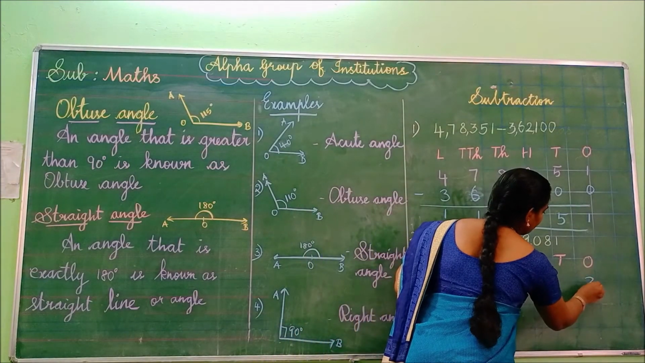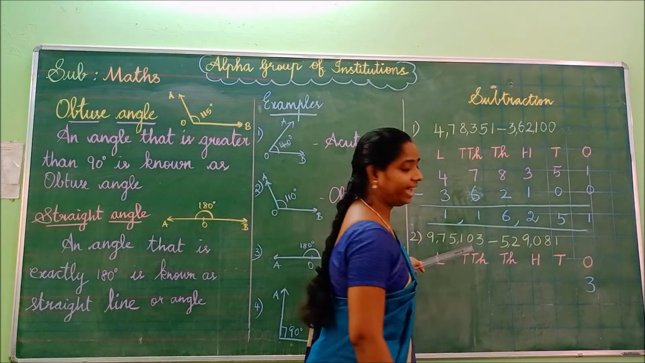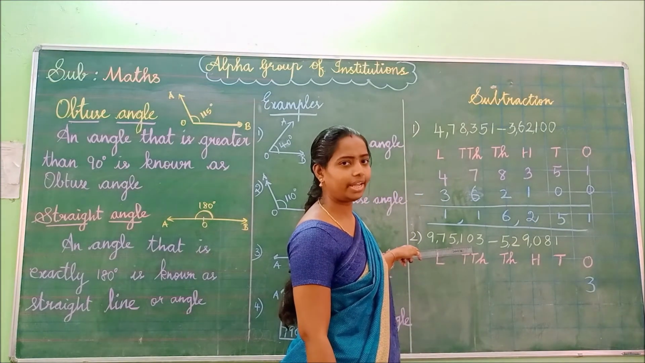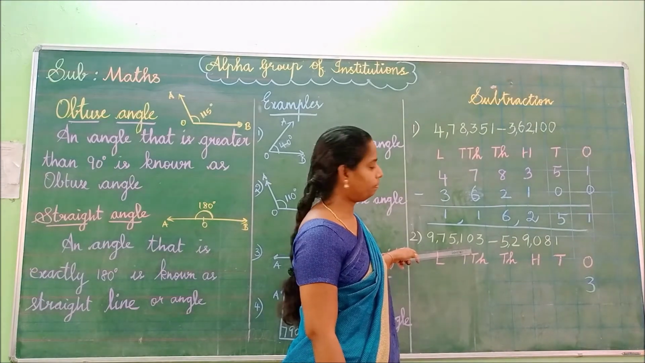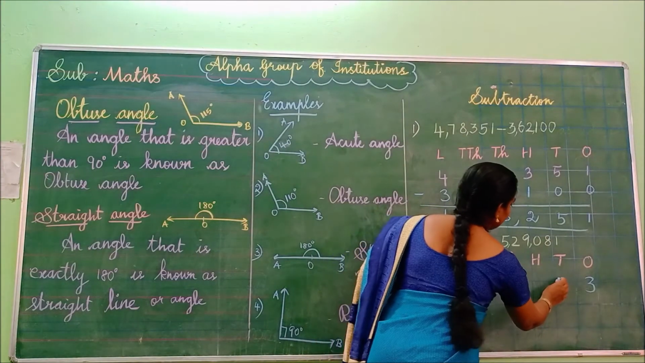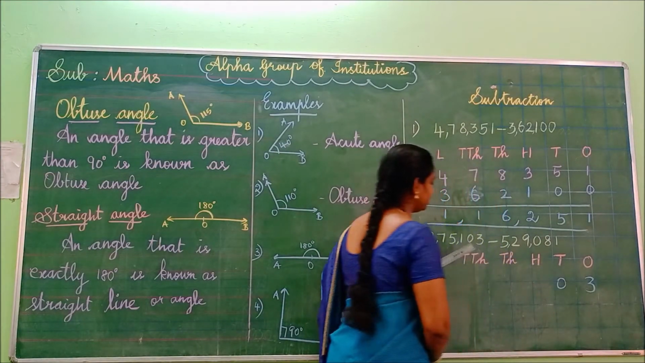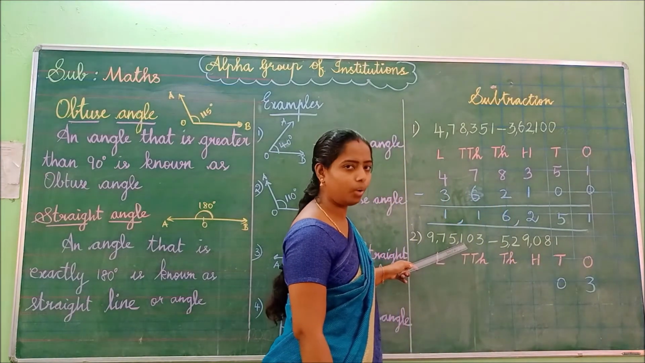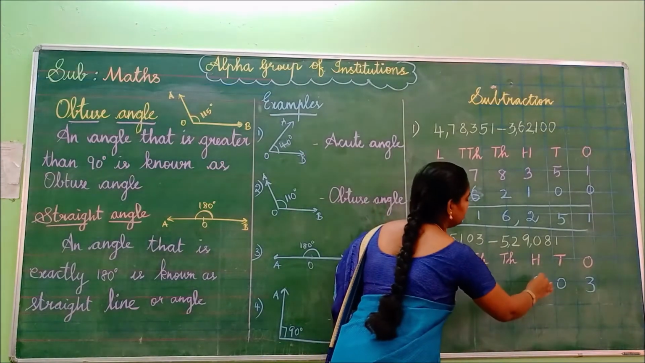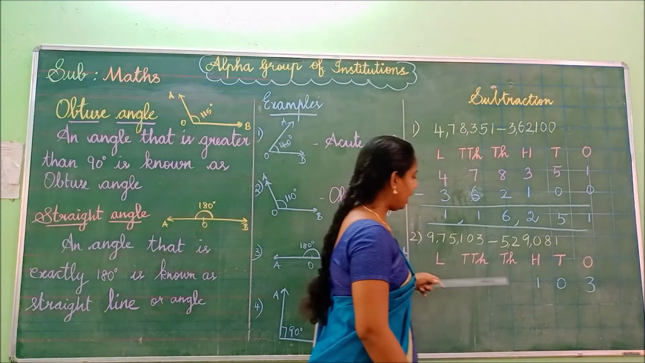So 3 to the ones place, and then what is the next? 0. Okay, 0 to which place, children? Yes, very good. 0 to the tens place, isn't it? So we have to place the 0 to the tens place. Okay, and then what is the number here? 1. Okay, we have to place this 1 to the hundreds place.